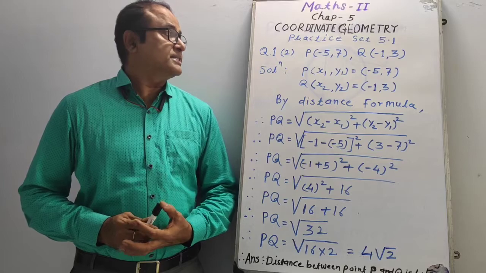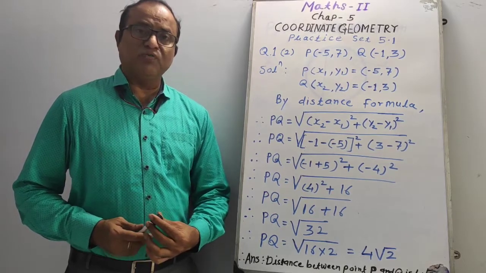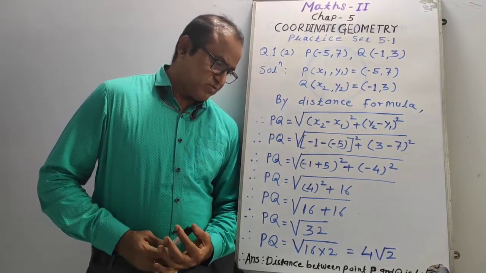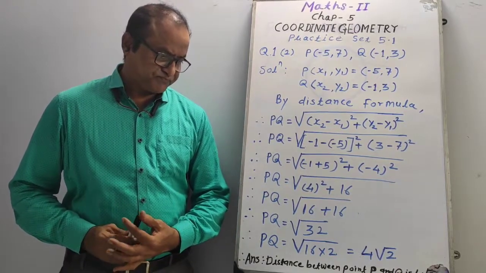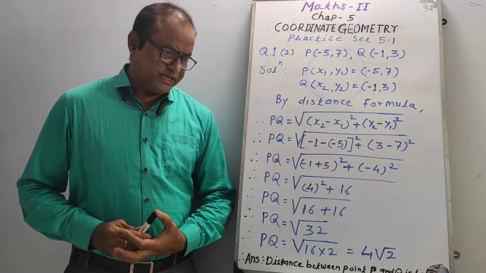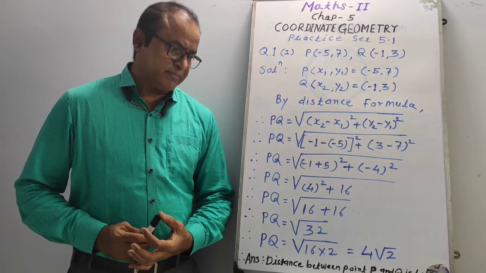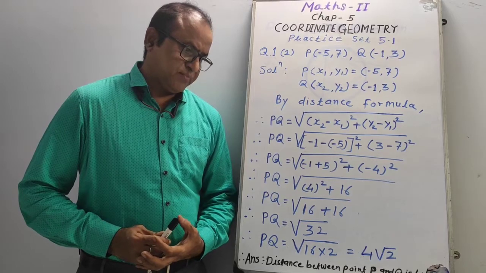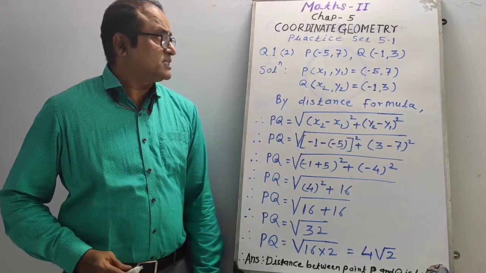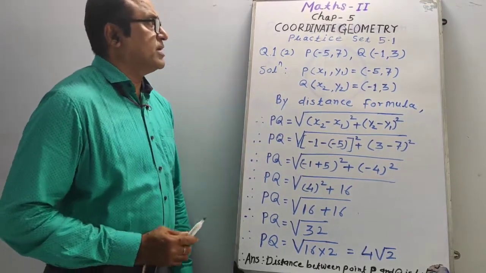Let's solve practice set 5.1. Question number 1. I am reading question number 1. You listen to it carefully. Find the distance between each of the following pair of points. Example number 2. P(-5, 7) and Q(-1, 3).